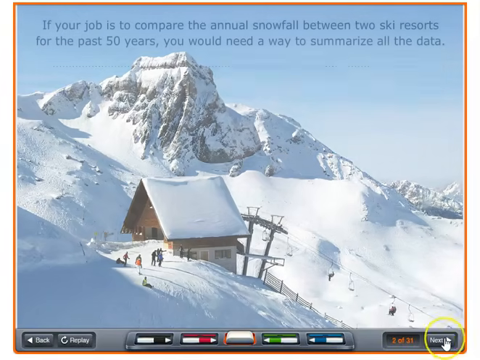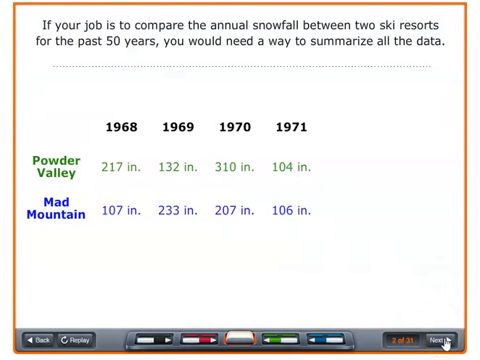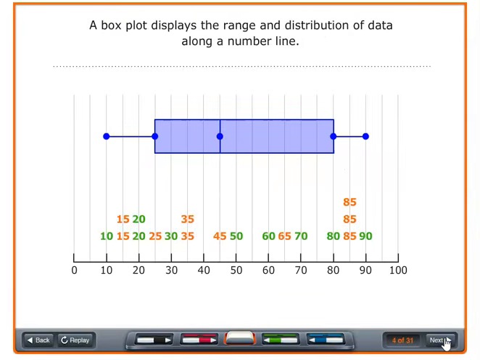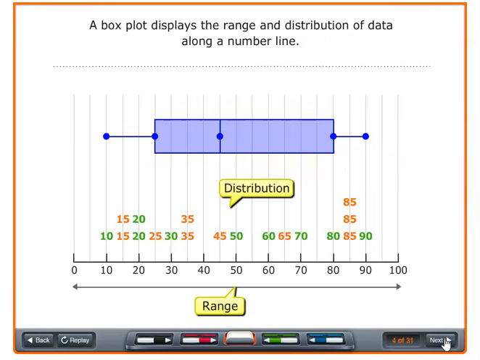If your job is to compare the annual snowfall between two ski resorts for the past 50 years, you would need a way to summarize all the data. A box plot, also known as a box and whisker plot, is a good way to summarize large amounts of data. A box plot displays the range and distribution of data along a number line.